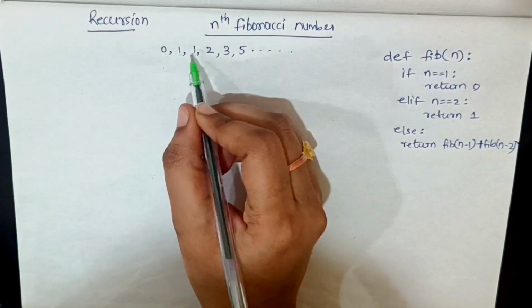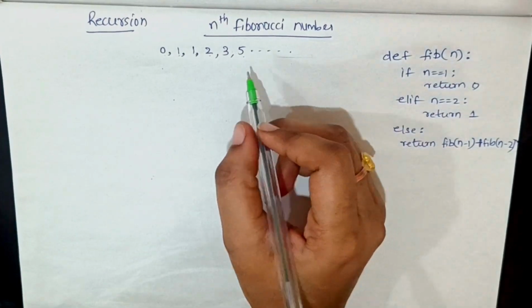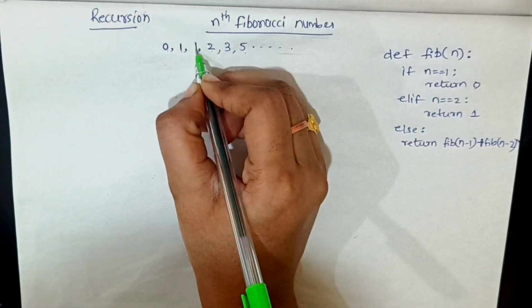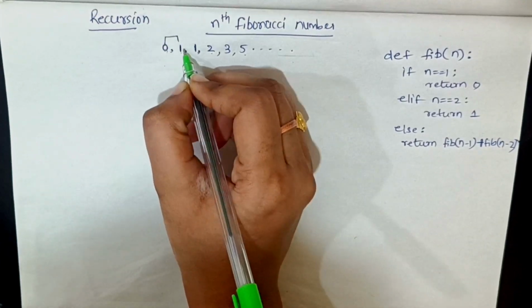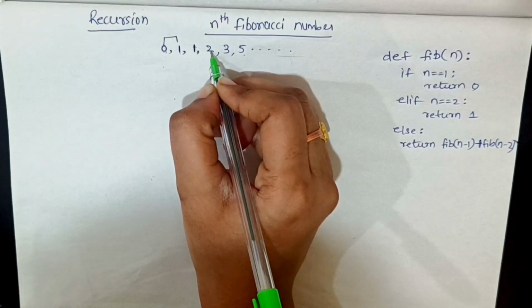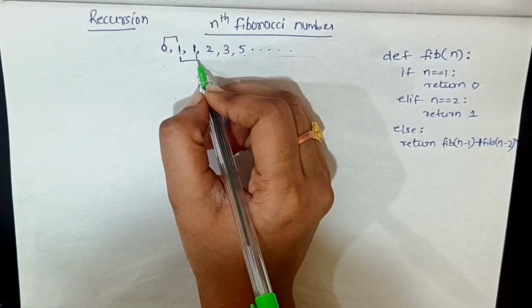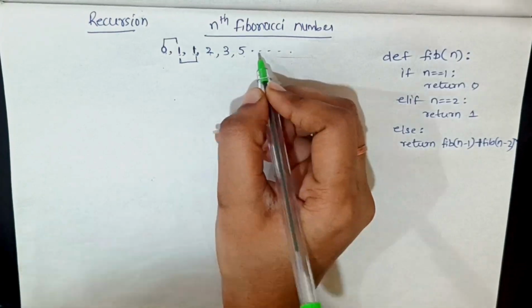So 0, 1, 1, 2, 3, 5, and so on. This is a series, the Fibonacci series. The first number is 0 and the second number is 1, and to find the third number we sum up the previous two values, which are 0 and 1, and we get 1. To find the fourth number we sum up the previous two values, the second and third terms, which is 1 plus 1, that is 2. Similarly we get the other numbers.